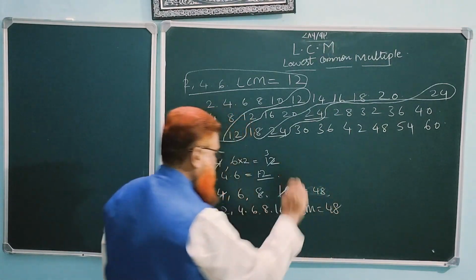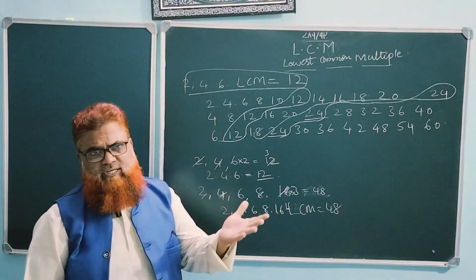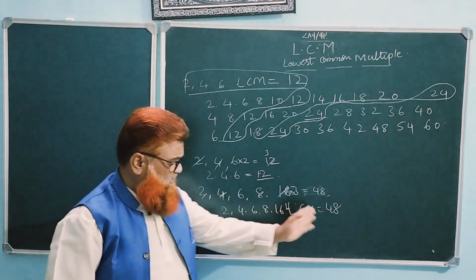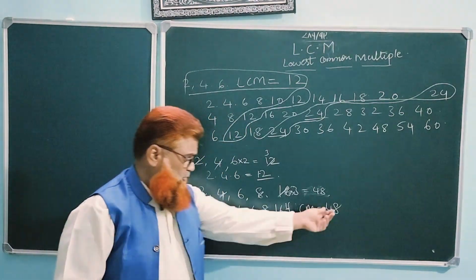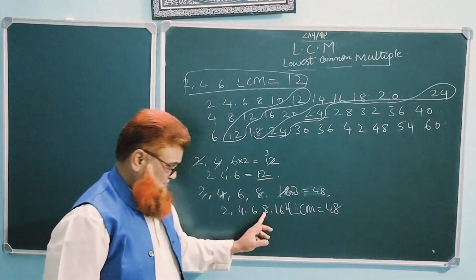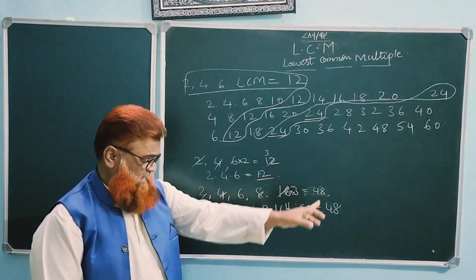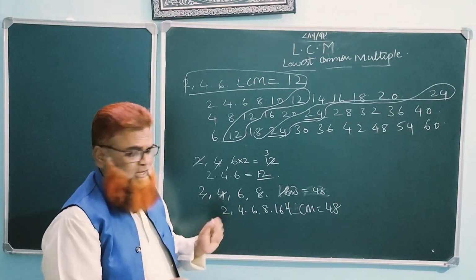It is 48. But you may be having some kind of confusion or doubt about how this LCM is divisible by these numbers. Yes, this is 2 24s are, this is 4 12s are, this is 6 8s are, this is 8 6s are, and this is 16 3s are. Okay, these are all short tricks.